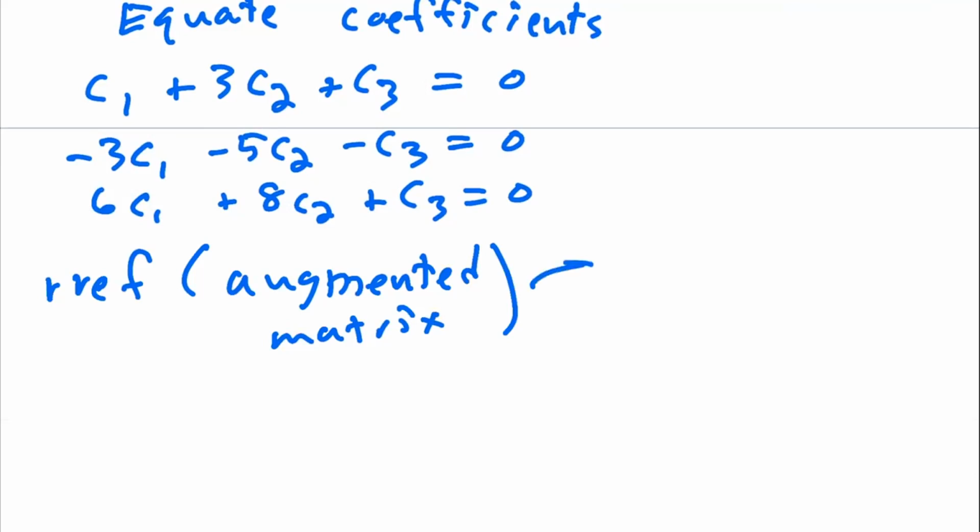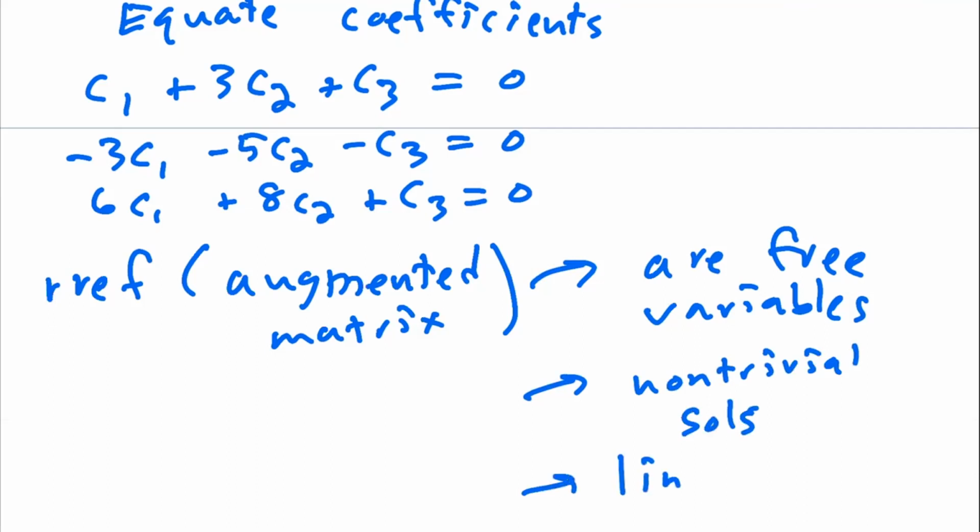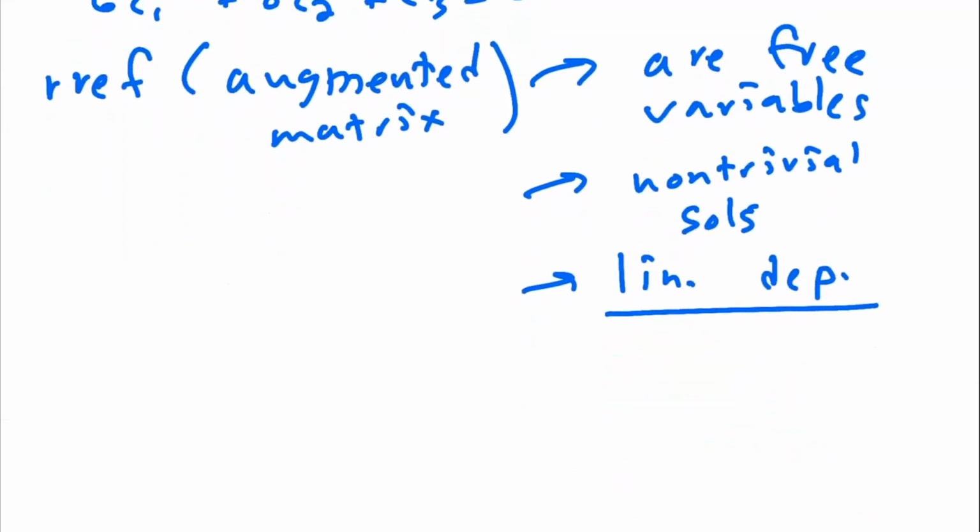I will say there are free variables. My guess is just one. There is a free variable here. So this means that there are non-trivial solutions, which means that these are linearly dependent. Does that make sense? Any questions about that one?